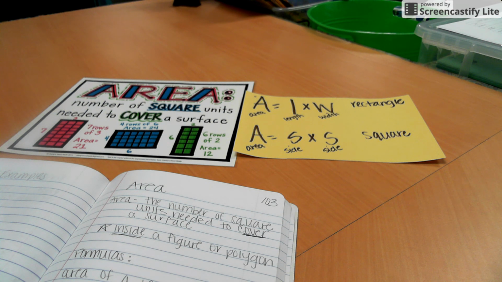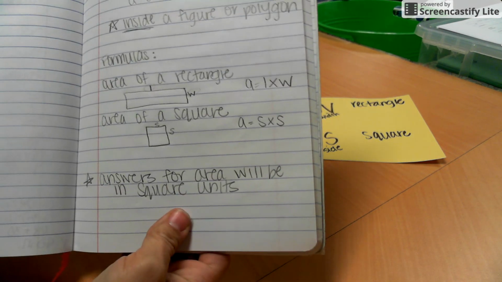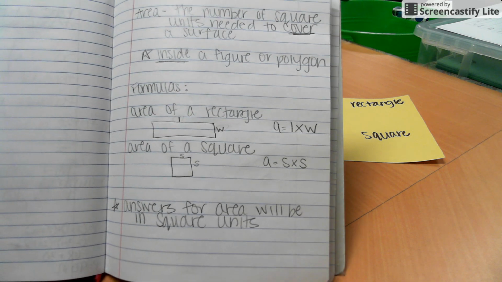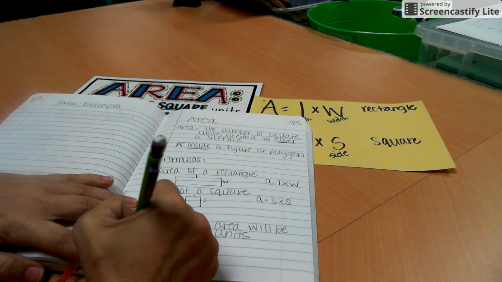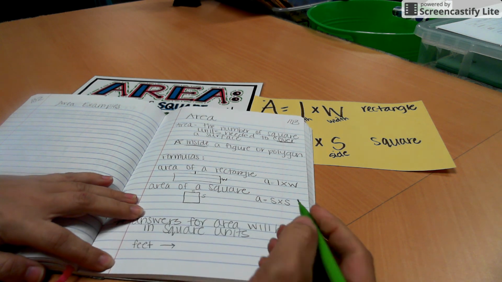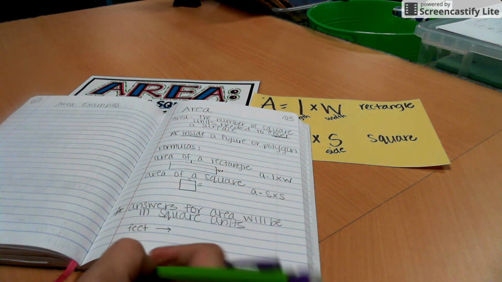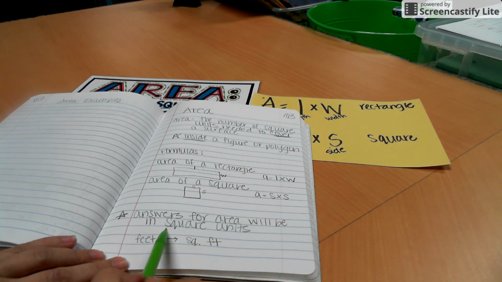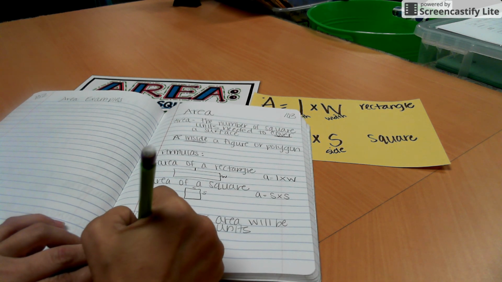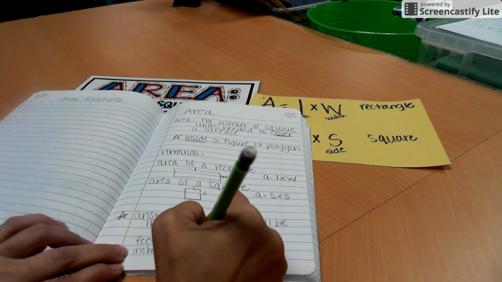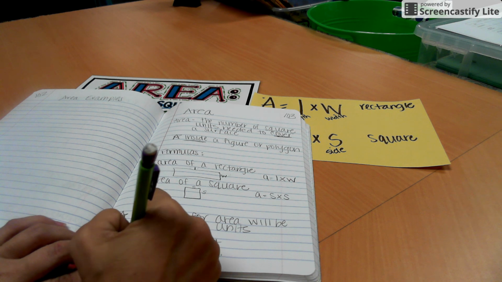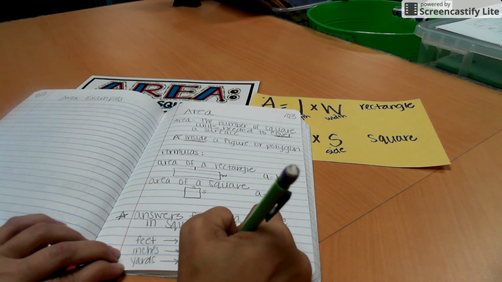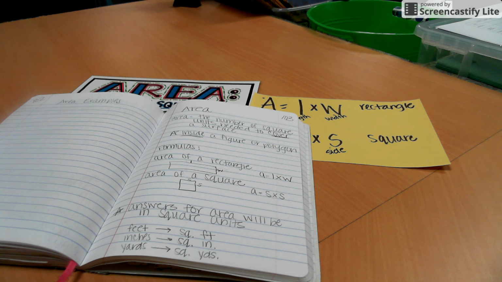All right, so for area, when we're talking about the answers for area will be in square units. So let me show you what I mean. If we are talking about an object and the length is in feet and the width is in feet, then my answer for area is going to be in square units. So it will be square feet. So it will be square and whatever the unit is. So if it's inches, it would be square inches. If it was yards, then what do you think it would be? Square yards. Good. Make sure you have that copied down.